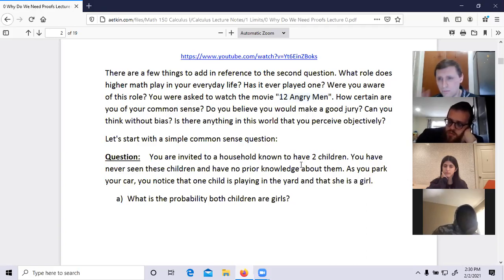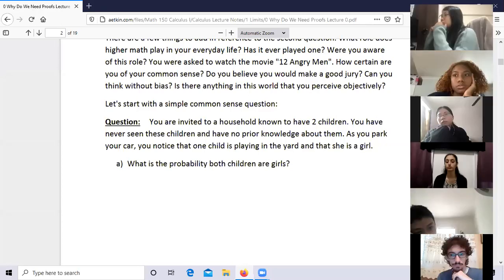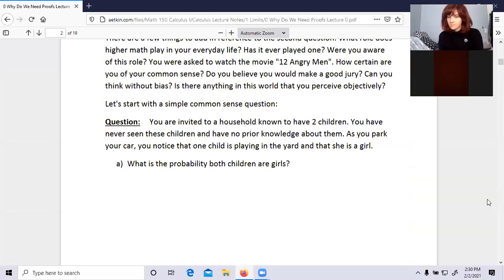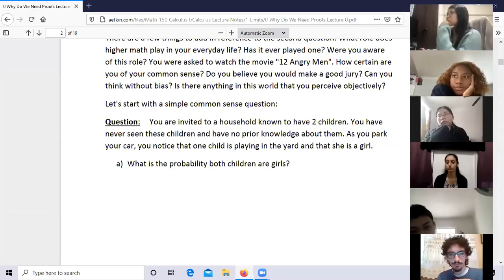And to give you an idea of what that means, let me ask you those two questions that I asked in probability theory class. You are invited to a household known to have two children. You have never seen these children and have no prior knowledge about them. As you park your car, you notice that one child is playing in the yard and that she is a girl. What is the probability that both children are girls? What do you think? Simple enough question, and write in the comments what you might think about it.